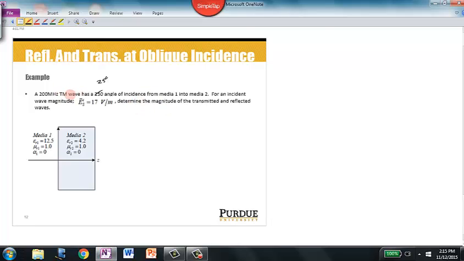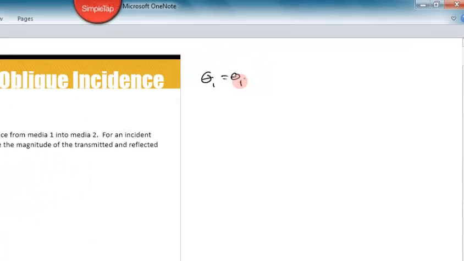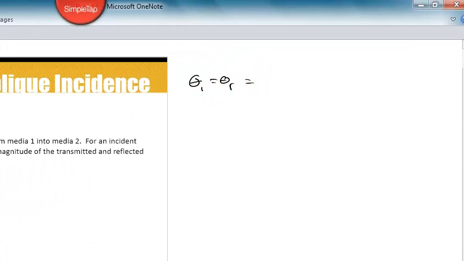So since this is a TM mode, the first thing that we need to know is what the angle of reflection is. And from Snell's law, the angle of reflection is just equal to the angle of incidence, and it was given in the problem statement that that's 25 degrees.